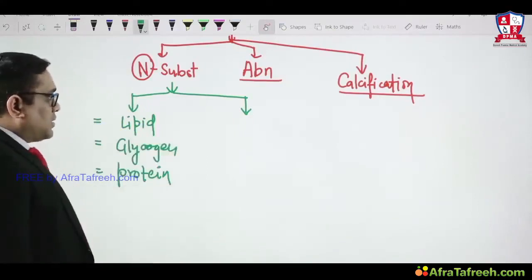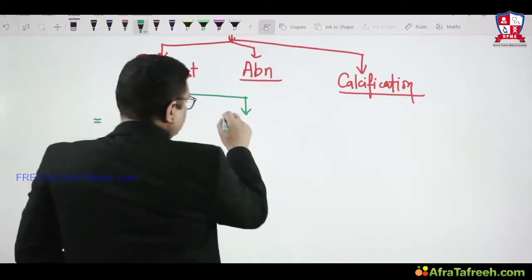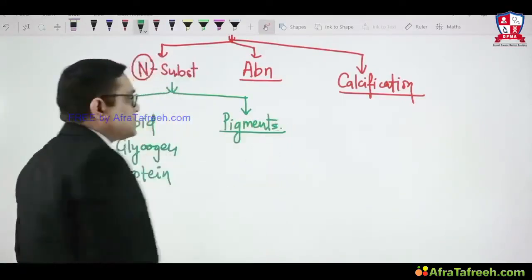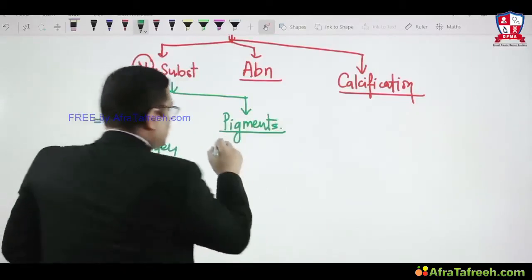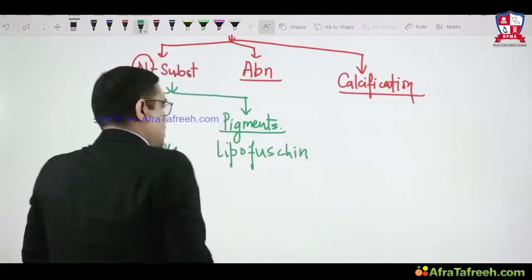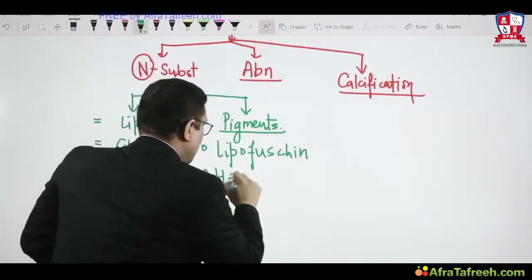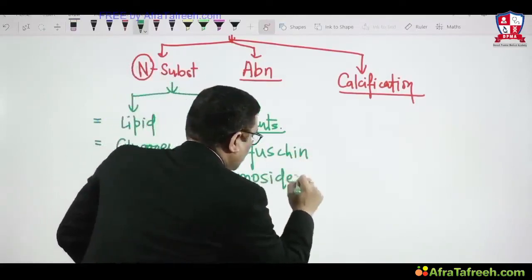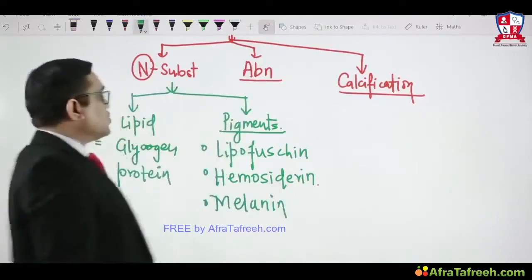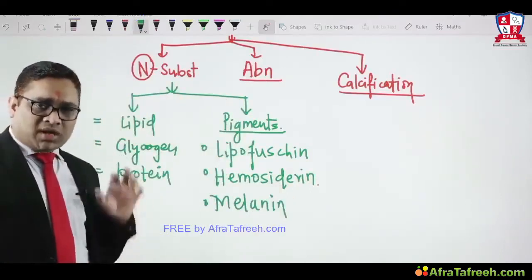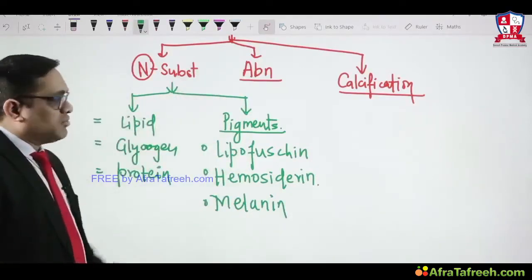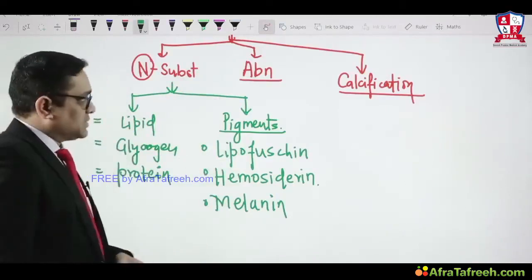What are the other important substances which can be normally present in our human body? It can be pigments, right? Which pigments do we have to understand? These are lipofuscin, also known as lipochrome, hemosiderin, or melanin. I'm just mentioning a few examples. Because of the chronic injurious stimuli, lipid, glycogen, protein or pigments like lipofuscin and hemosiderin can be accumulated within our human cells, right?